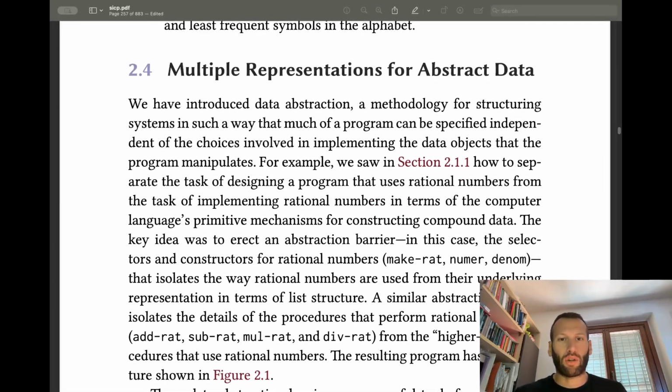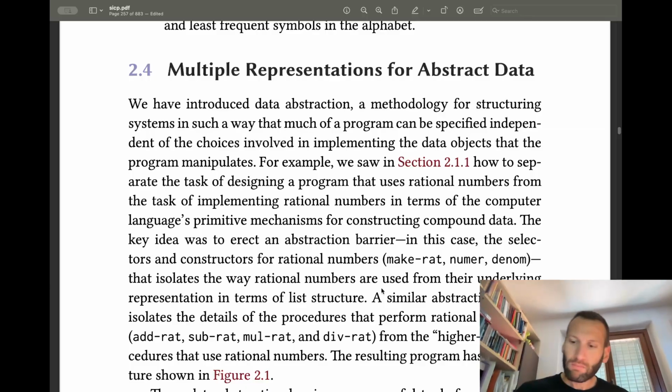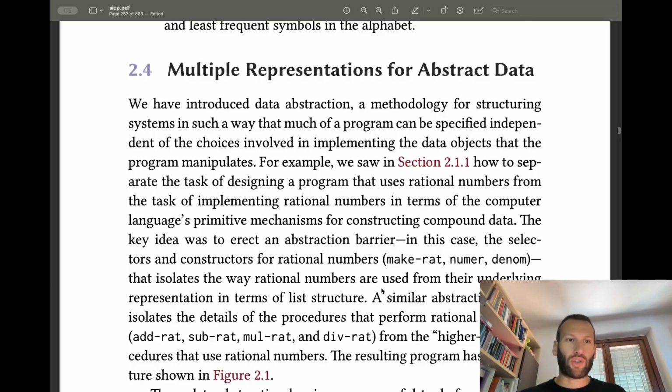Back with Structure and Interpretation of Computer Programs. We start from where we left. So section 2.4, multiple representations for abstract data.